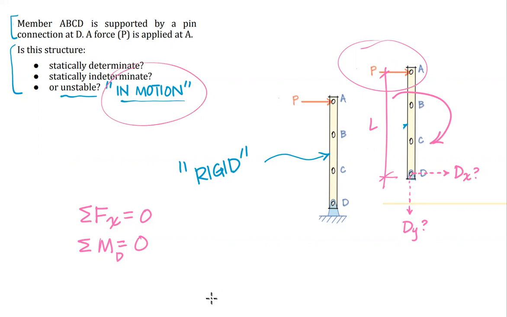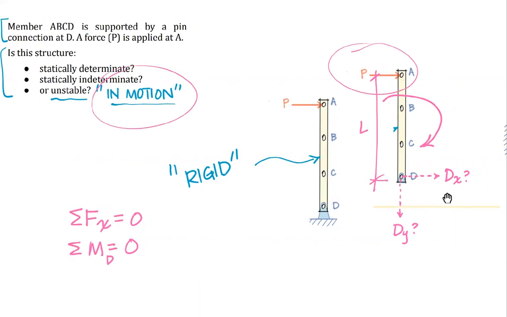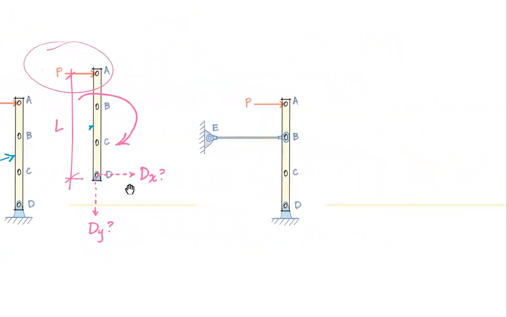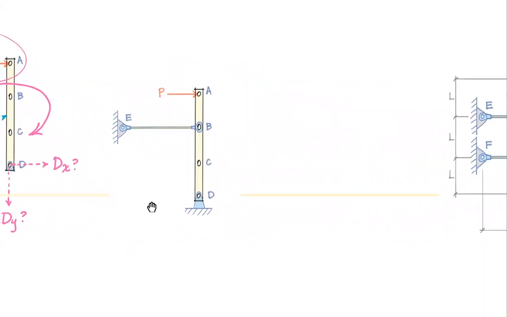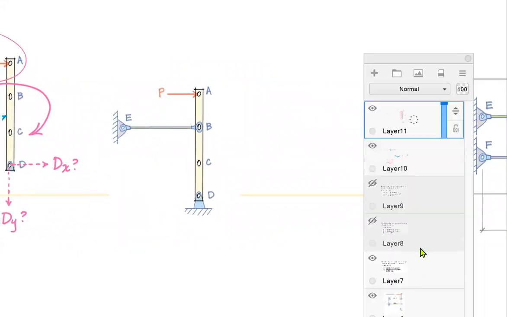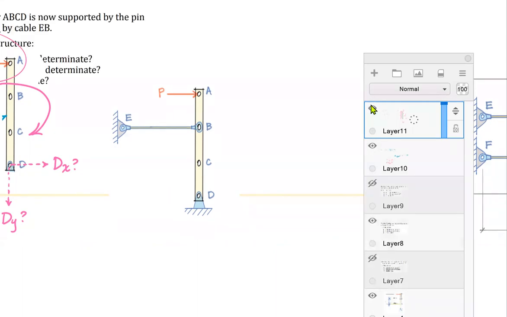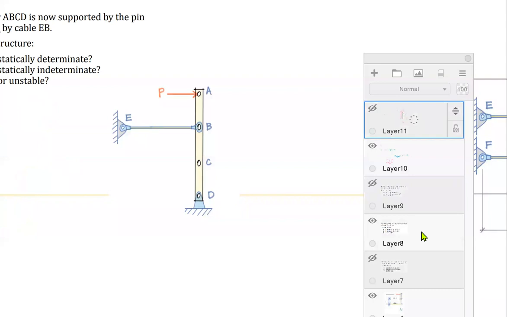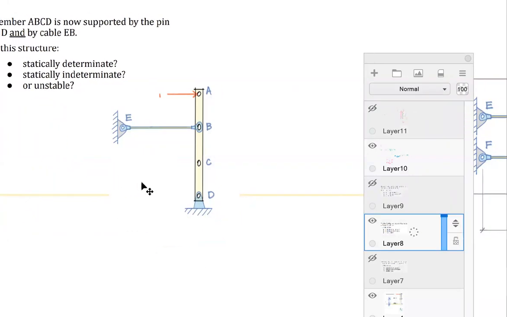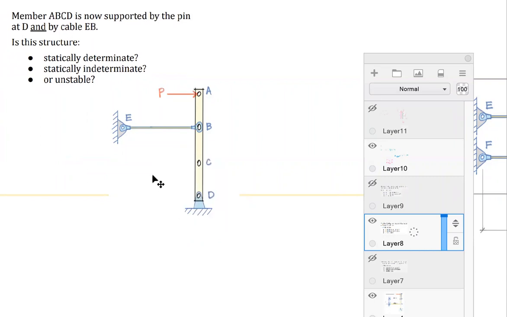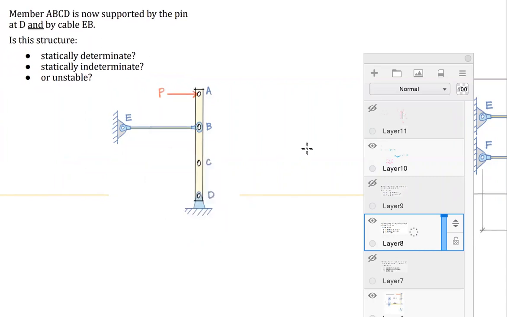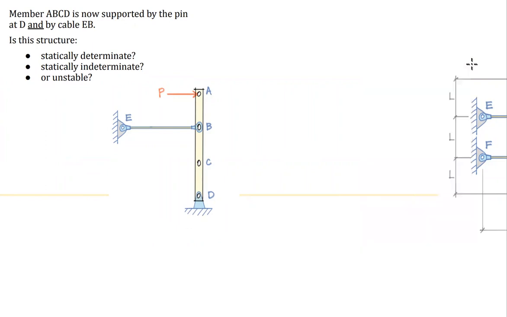All right, with that in mind, let's pan over to our next case study. Okay, so I'll pull this one over here. Let's pull up some explanation of what's going on. All right, we're just about ready to go. Now member ABCD is still supported by that pin connection down at D, but we have also attached a cable. Let's see how that's going to change our structure.